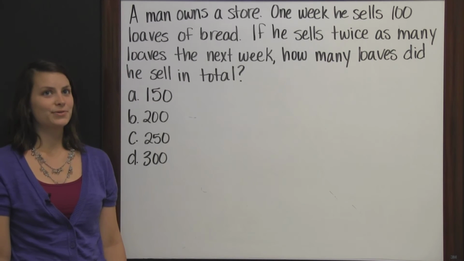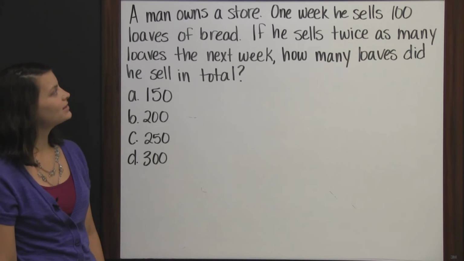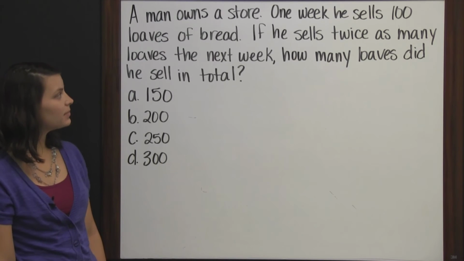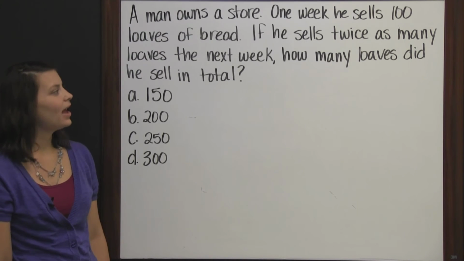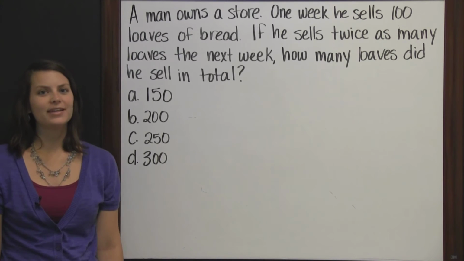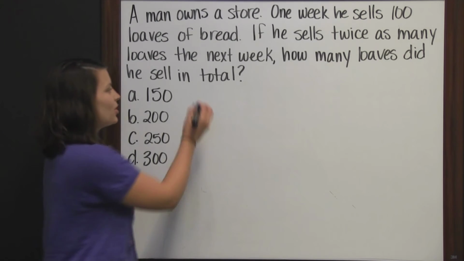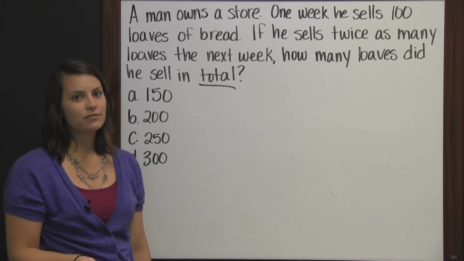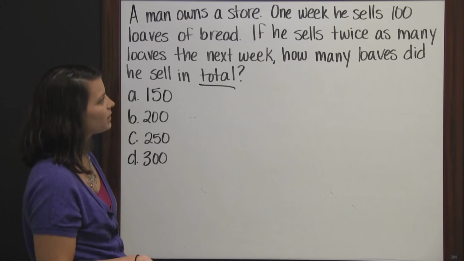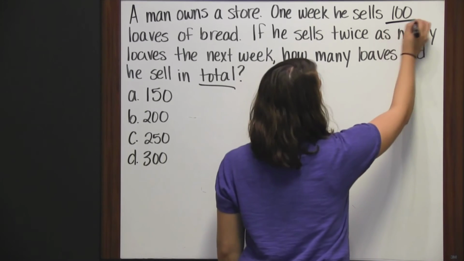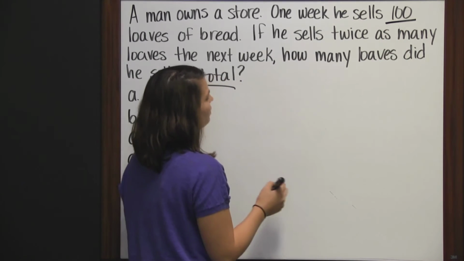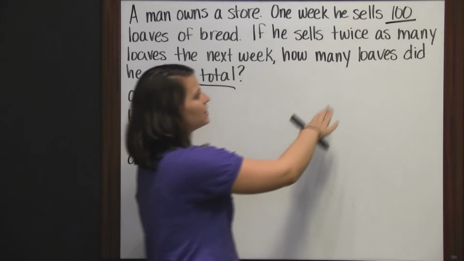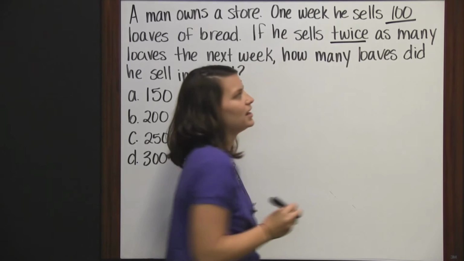A man owns a store. One week he sells 100 loaves of bread. If he sells twice as many loaves the next week, how many loaves did he sell in total? So total tells us that we need to add up all of the loaves of bread that have been sold. We know he sold 100 loaves of bread in the first week, but then the next week it just says he sold twice as many.